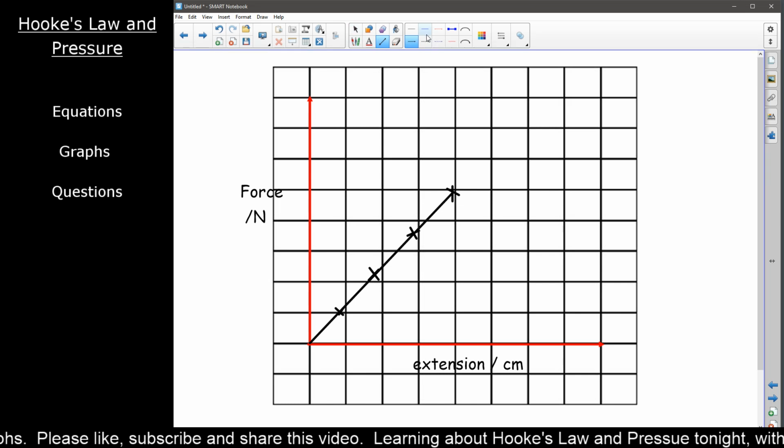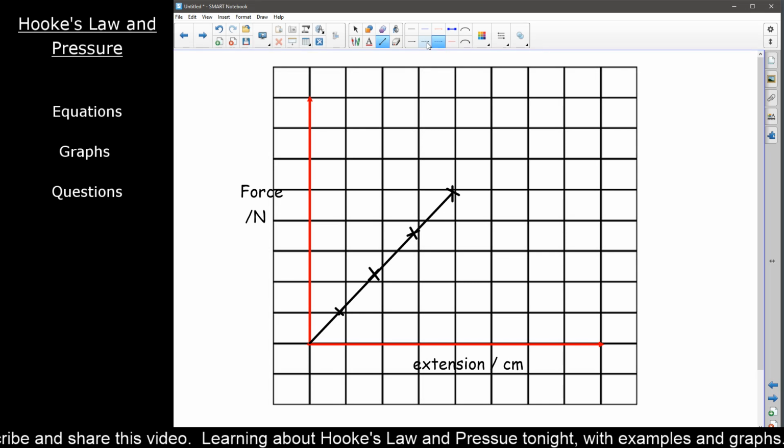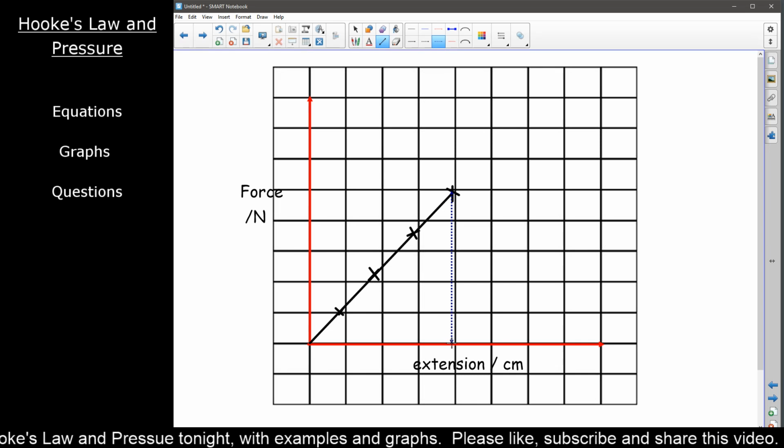We can then use our rules of graphs, and if you're not a big fan of graphs, go back to one of my streams earlier in the year to see how to deal with graphs, how to calculate gradients, how to deal with y equals mx plus c, all that stuff. What we can then do is get the gradient of this graph by doing rise over run, or delta y over delta x, or whatever way you want to do it.